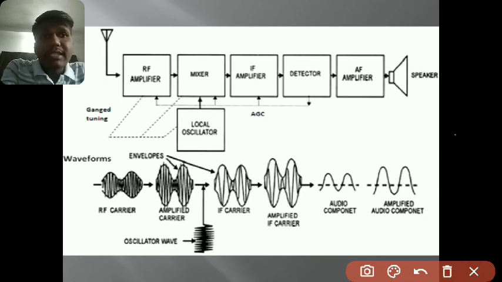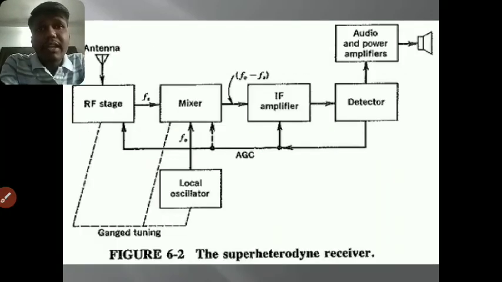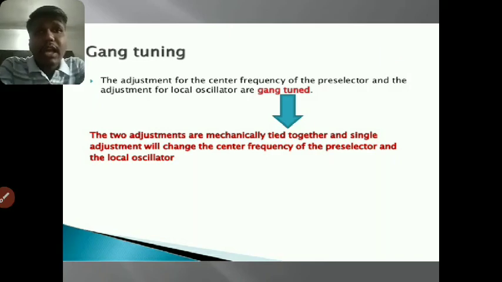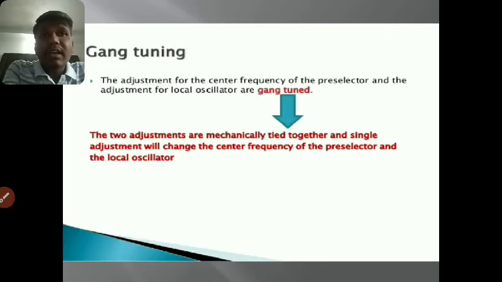Then this is the same as before: the antenna, RF stage, mixer, IF amplifier, and detector, and finally we get the audio and power amplifier. The local oscillator, mixer and RF stage combined are known as ganged tuning. What is ganged tuning? Gang tuning: the adjustment for the center frequency of the pre-selector and the adjustment of the local oscillator are gang tuned.